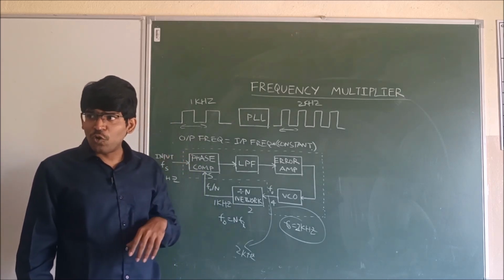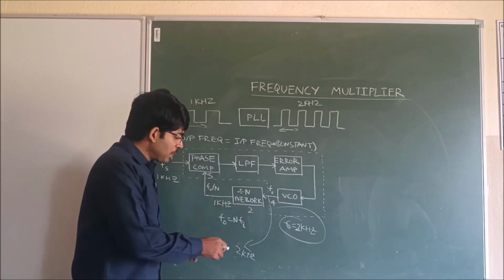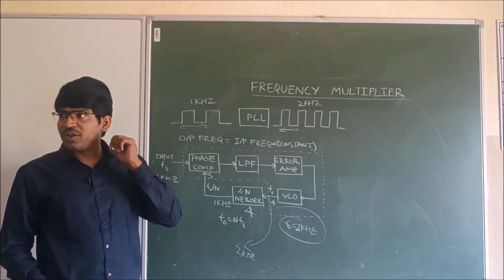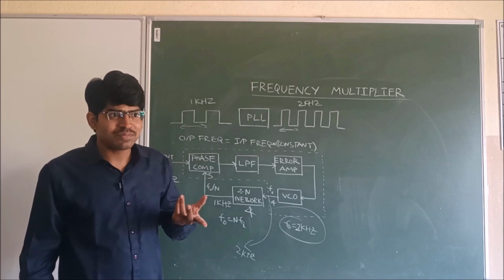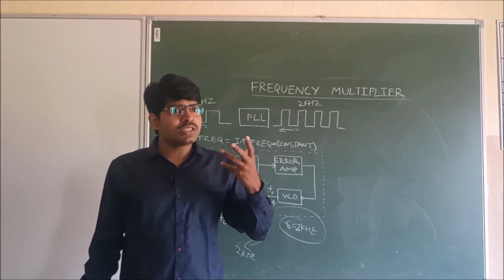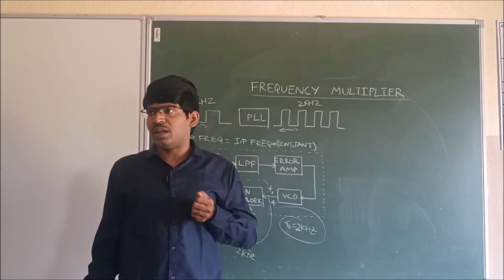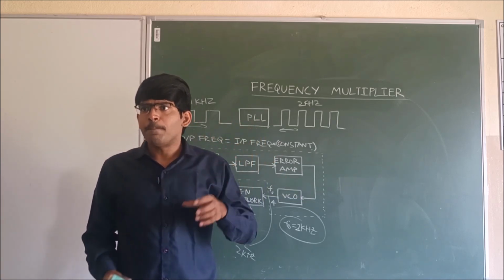Example, if you want a 4 kHz signal, then this N we have to keep 4. If you need an 8 kHz signal, then what is the N value we have to keep? 8. So from the 1 kHz signal, we can generate 2 kHz or 4 kHz or 8 kHz signal. That's why we are calling this a frequency multiplier.